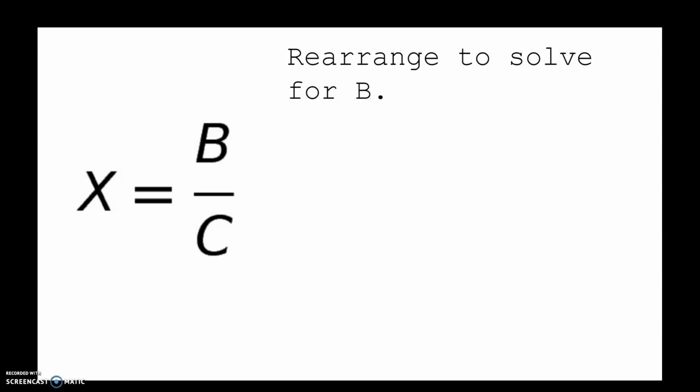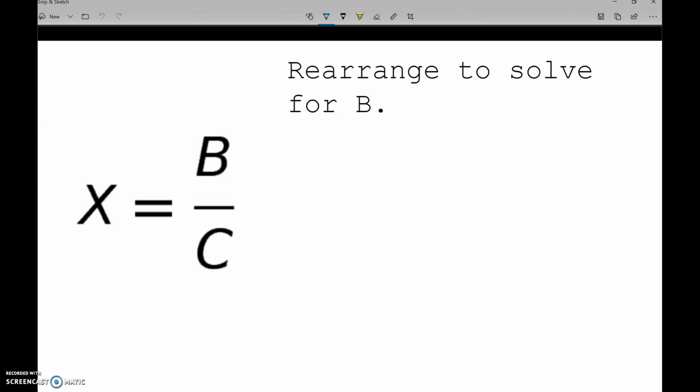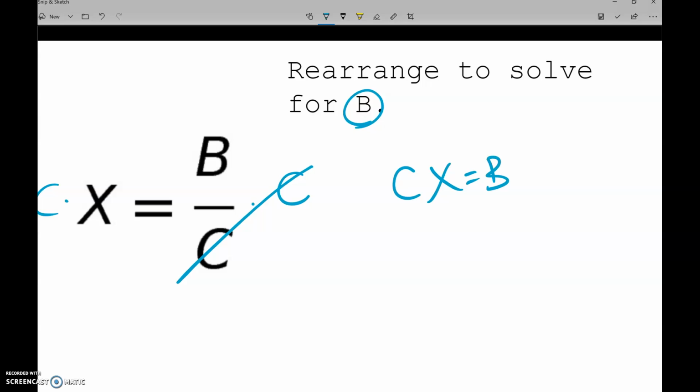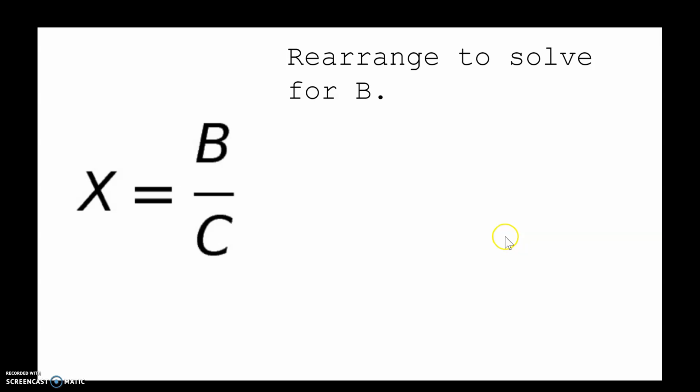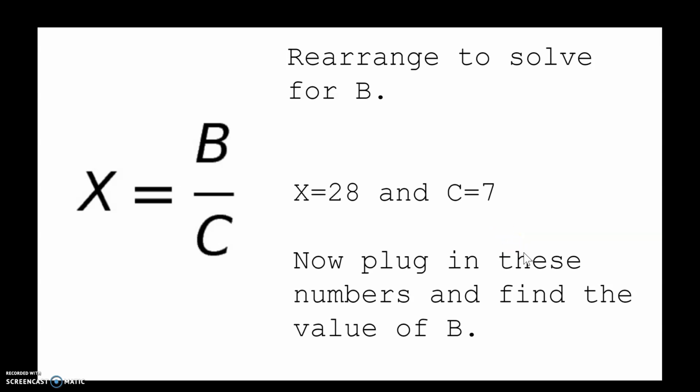Okay, let's do this one. Rearrange to solve for B. You guys, we already did this one, but we're going to plug in numbers in just a second. So again, solving for B, you're going to multiply C on both sides. So you have CX equals B. And the next question, we're going to apply that and plug in numbers.